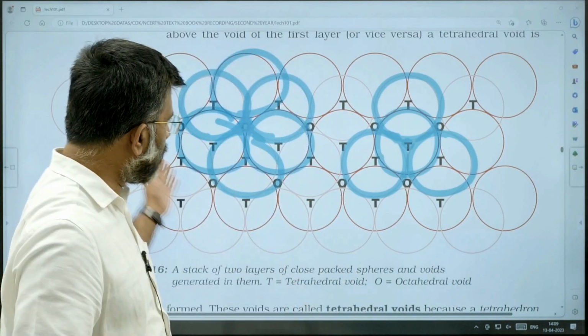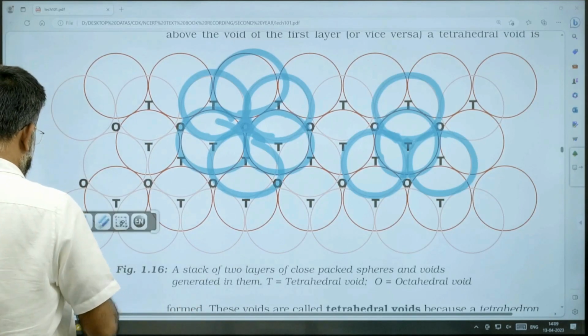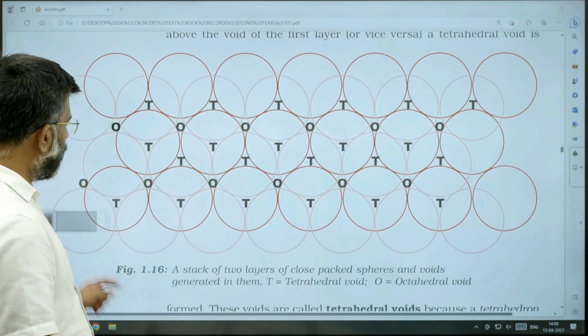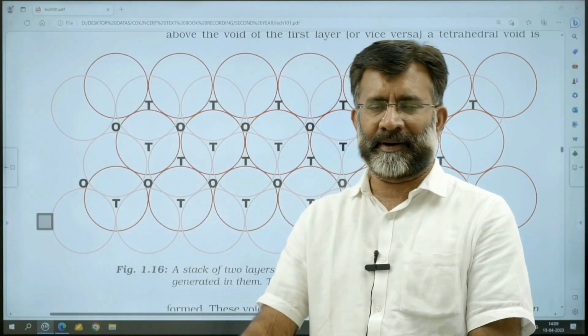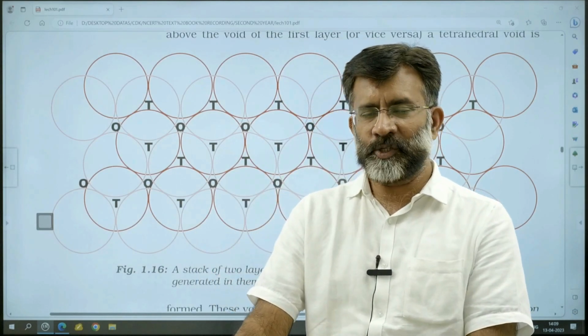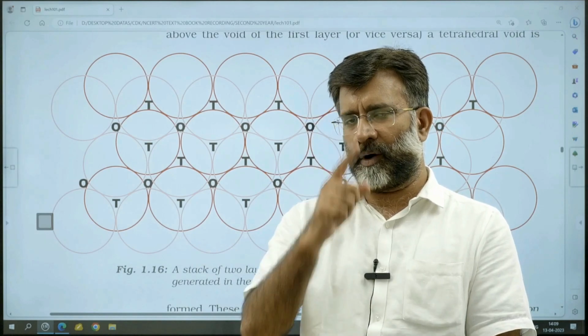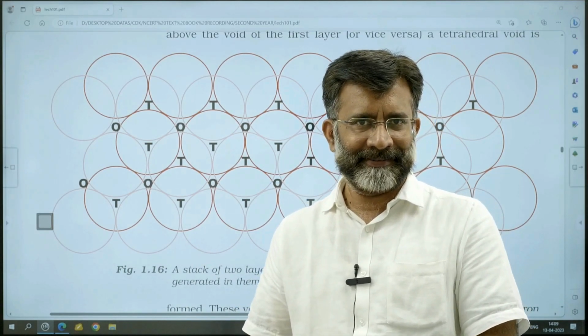Which is greater in number? Simply count and see which is greater in number, tetrahedral void or octahedral void. Very simple. T is greater in number because for each particle there will be 2 tetrahedral voids and there will be 1 octahedral void in a close packed system. Is that clear? Right.